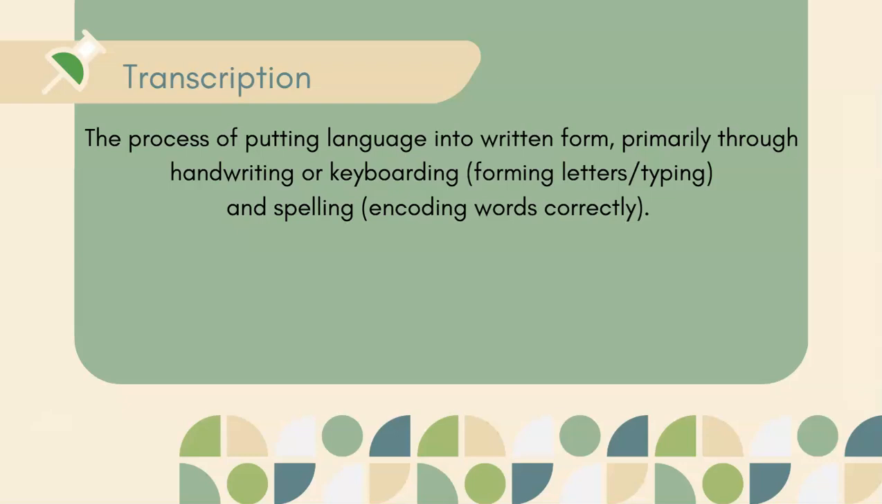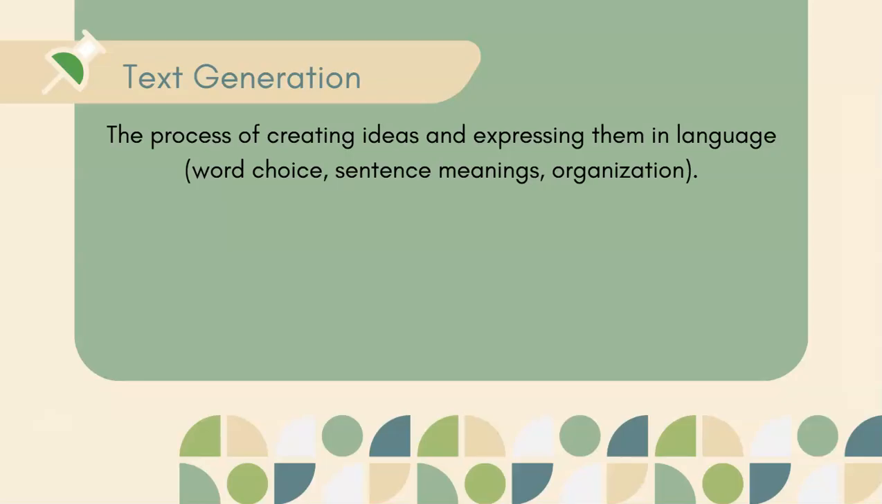Transcription is the process of putting language into written form through handwriting, or nowadays typically keyboarding, so that's forming letters or typing, and then spelling, encoding words correctly. Text generation is the process of creating ideas and expressing them, which would be word choice, sentence meanings, and organization.